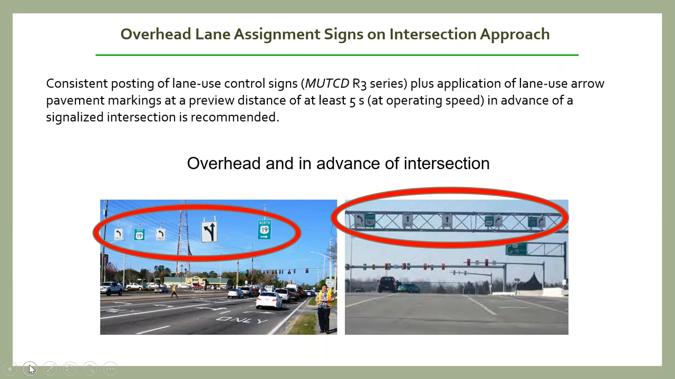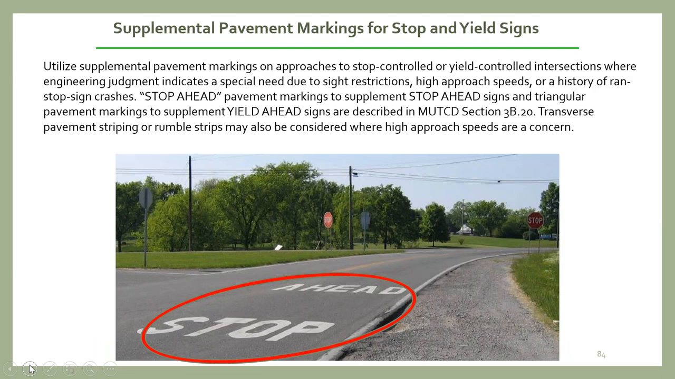Also, the possible use of larger lane control signs placed overhead at a preview distance that's commensurate with the operating speed to, again, give drivers adequate opportunity to recognize what lane they should be in as they're approaching the intersection. With relation to route guidance, but also the lane assignment of the intersection.